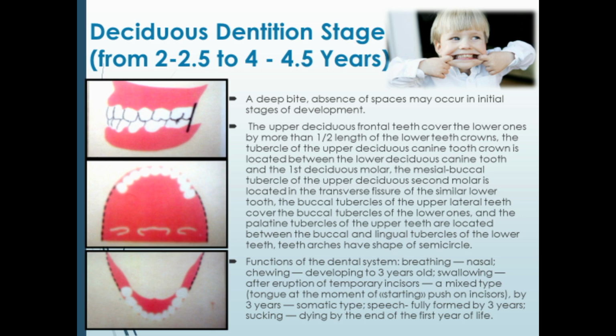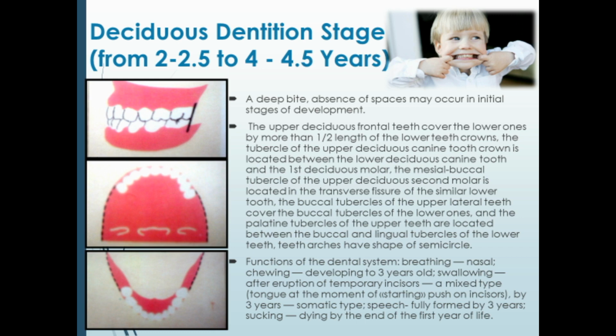A deep bite, absence of spaces may occur in initial stages of development. The upper deciduous frontal teeth cover the lower ones by more than half the length of the lower teeth crowns. The tubercle of the upper deciduous canine tooth crowns is located between the lower deciduous canine tooth and the first deciduous molar. The mesial buccal tubercle of the upper deciduous second molar is located in the transverse fissure of the similar lower tooth.